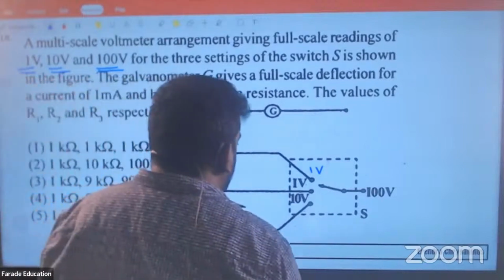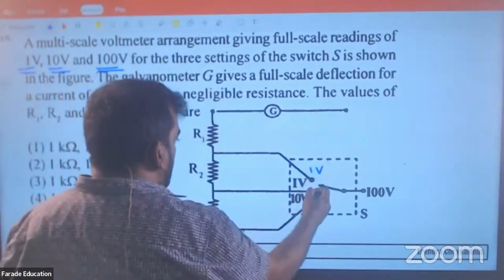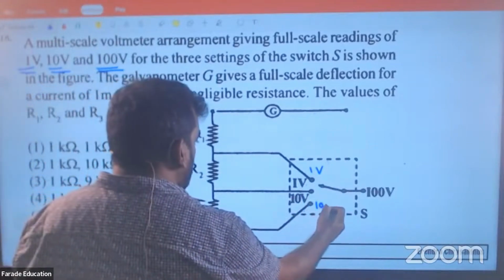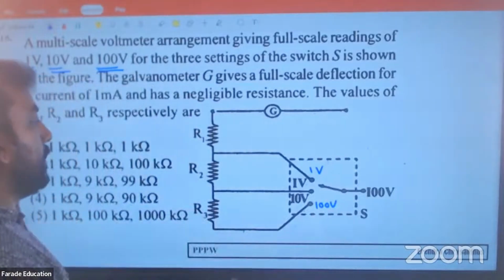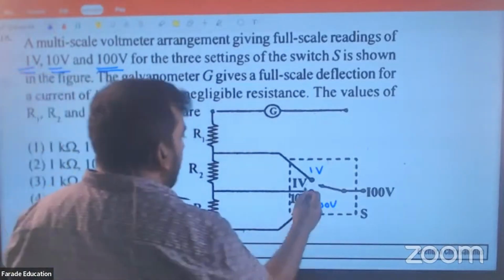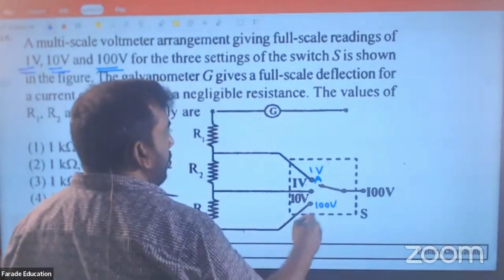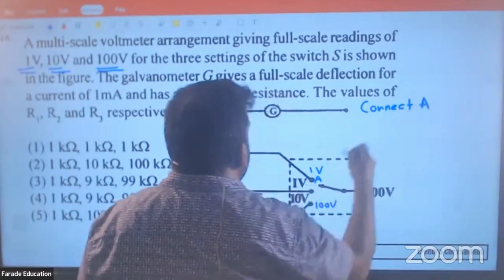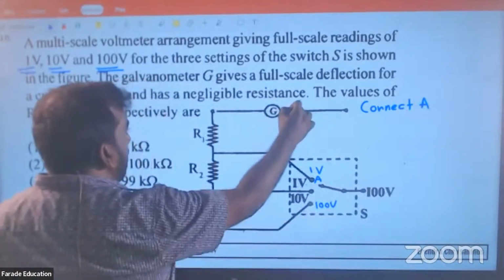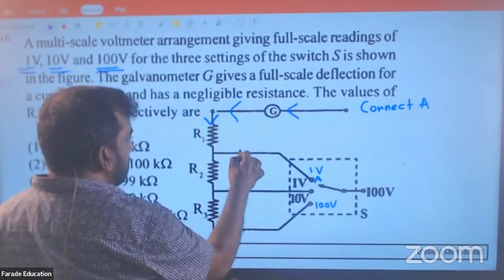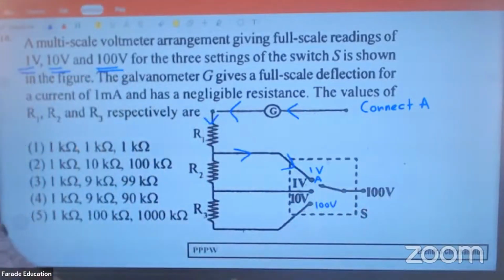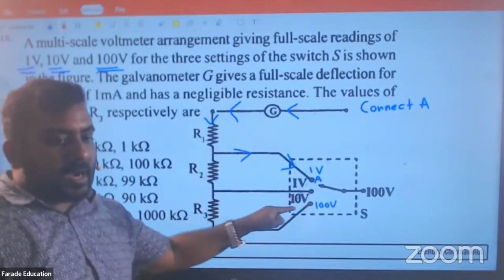So this is 1 volt, 10 volt, here 100 volt. If I connect it here, let's say we connect it to A, I'll mark in 3 different currents. Current will go from here through this, through that, and out of the terminal. These are open terminals. Current can't go.